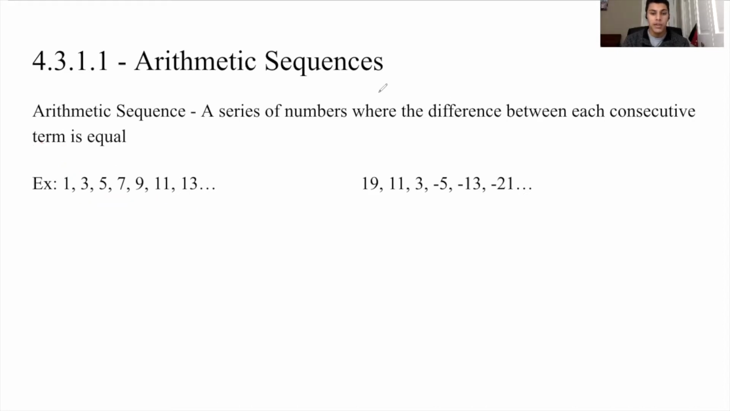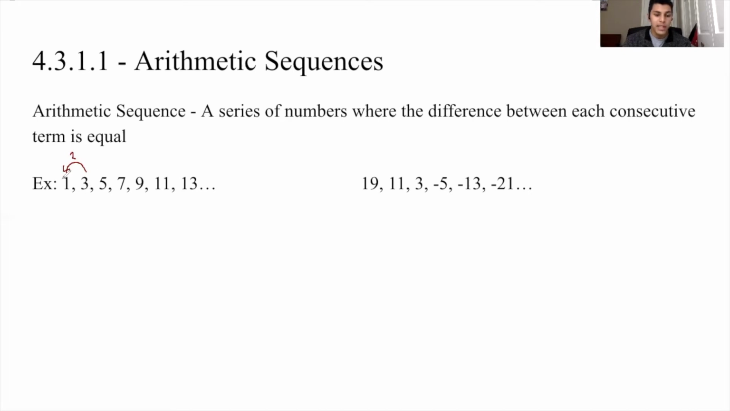The thing about arithmetic sequences is that in between consecutive terms, which means terms that are right next to each other, like 3 and 1 here, or 11 and 19, the difference will be equal for every single pair of consecutive terms in that sequence. So let's look at an example. If I find the difference between 3 and 1, that's going to be 2, because 3 minus 1 equals 2.